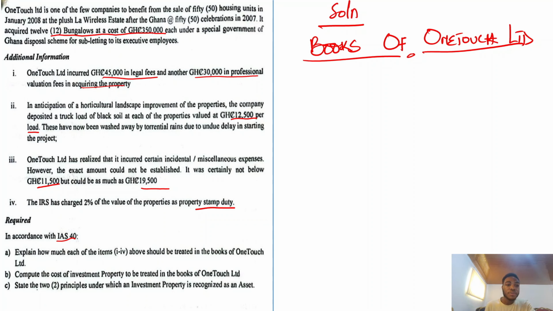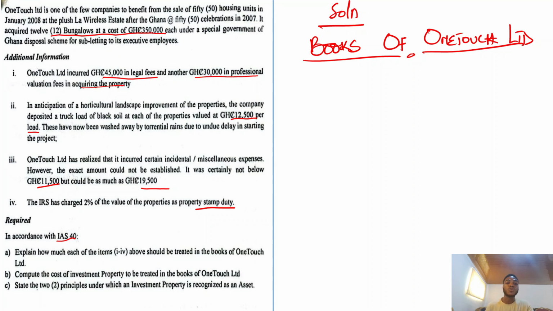One Touch Limited incurred 45,000 in legal fees and another 30,000 in professional valuation fees. So this will be added to the cost of the asset. Why? It was a directly attributable cost. They told you specifically that it was incurred in acquiring the property. If these 12 properties had not been acquired, we wouldn't have incurred this cost.